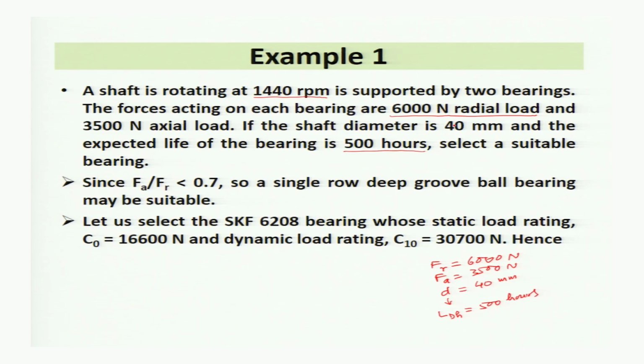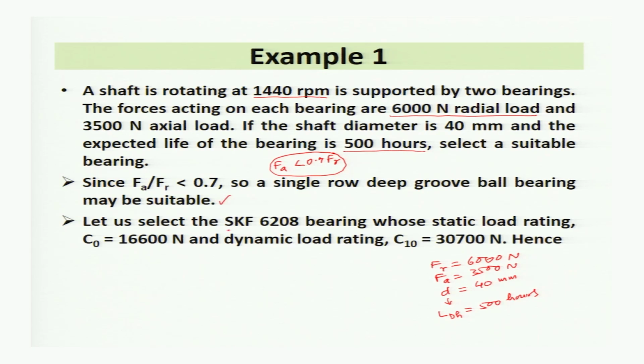Since Fa upon Fr, that means the axial load acting on the shaft and the radial load acting, is equal to 0.7, it means the axial load is less than 0.7 of the Fr. We have seen in one of our lectures that if the axial load is less than 0.7 of the Fr, then we go for a single row deep groove bearing. So a single row deep groove ball bearing is suitable.